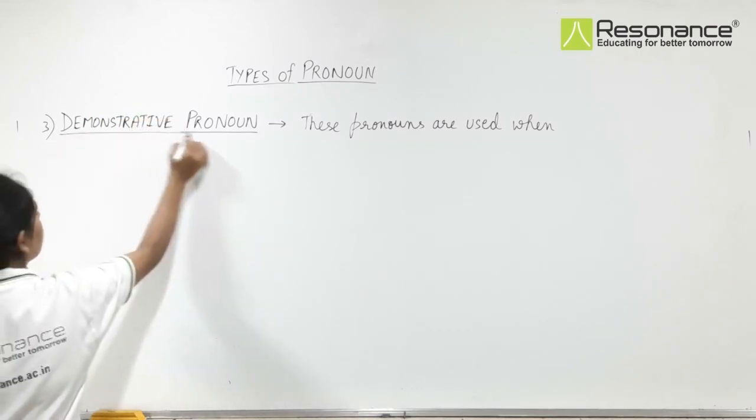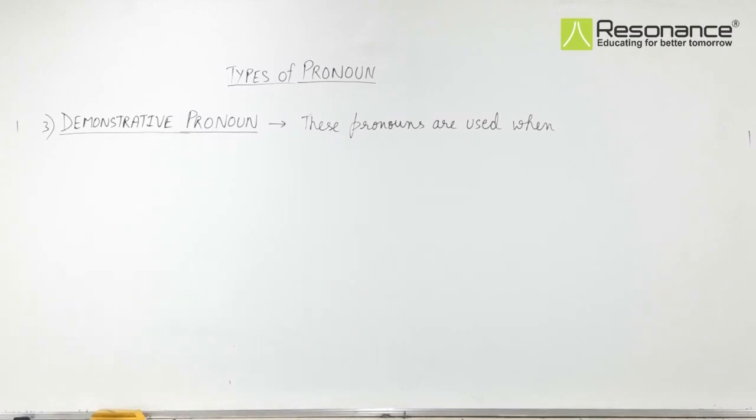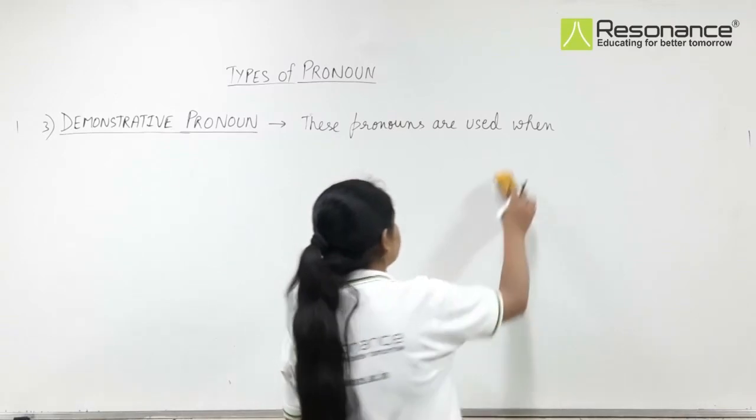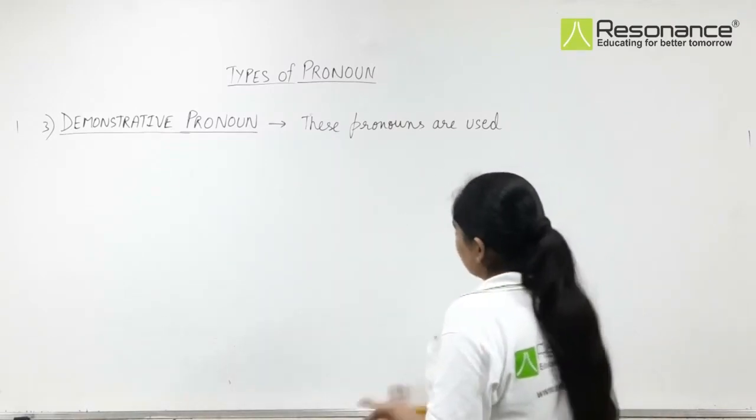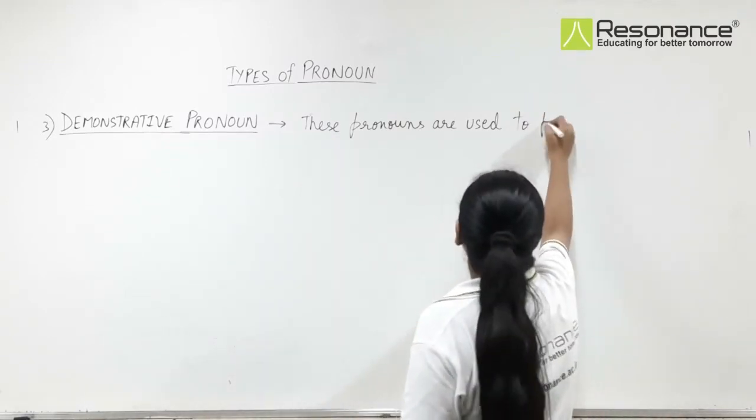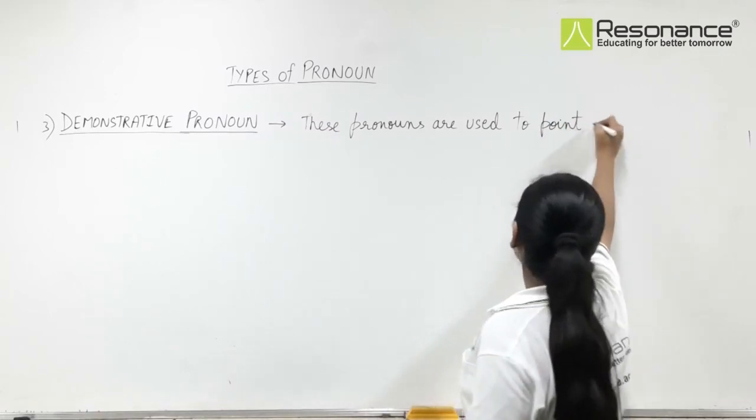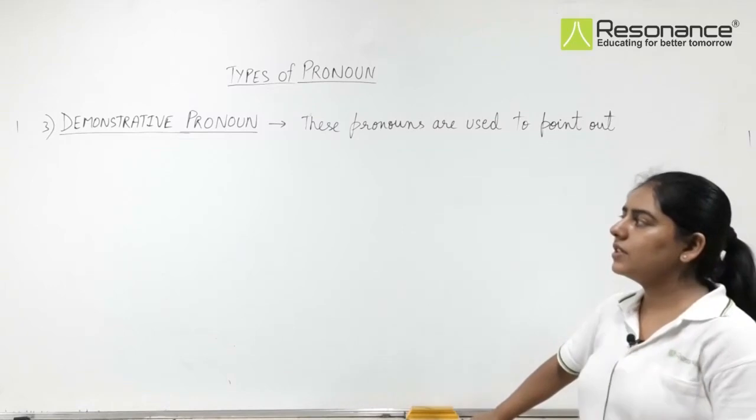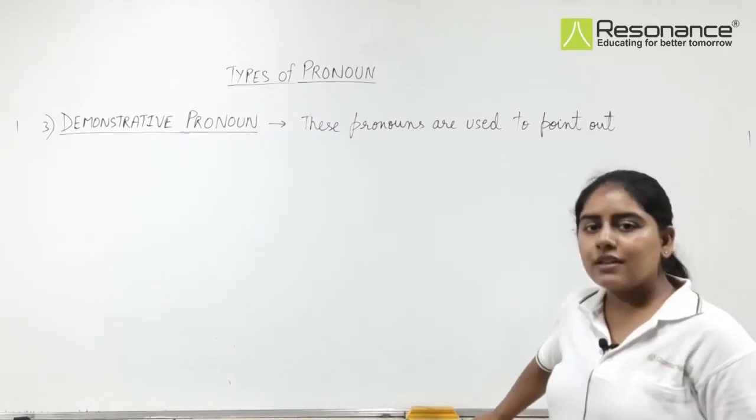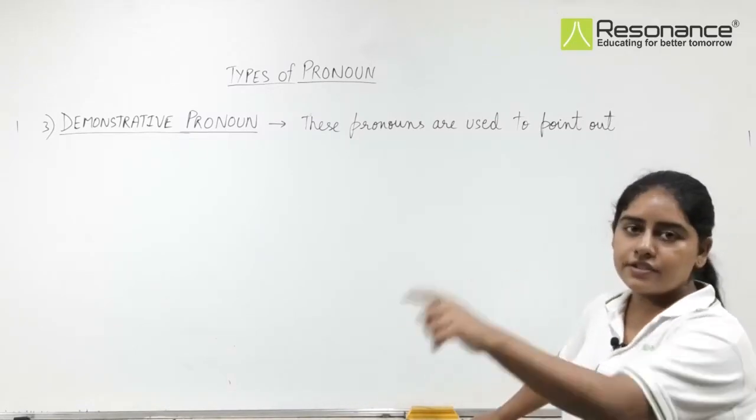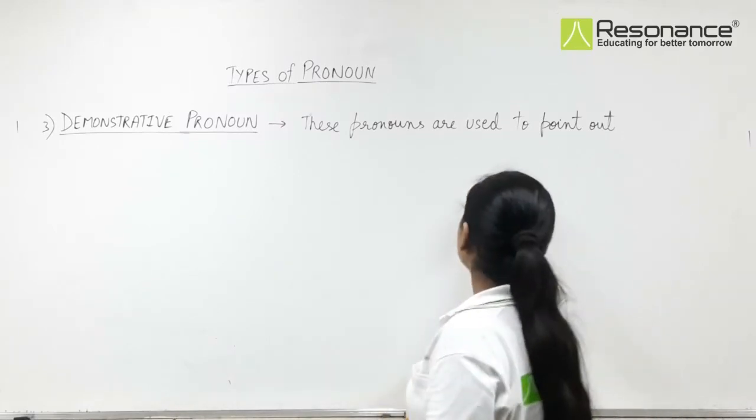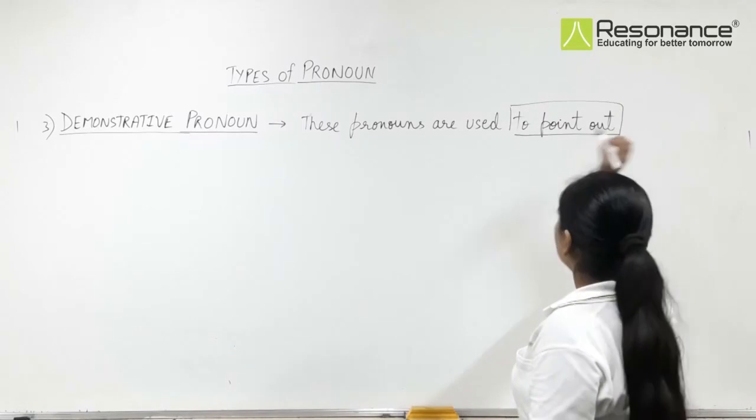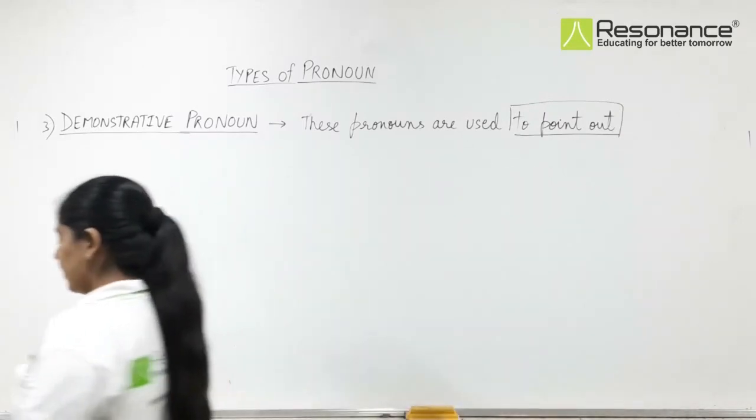Demonstrative pronoun. Now what is this demonstrative pronoun? These are used to point out something. Demonstratives are the words that are used to point out. किसी चीज़ की ओर आपको इशारा करना है, किसी चीज़ की तरफ पॉइंट आउट करना है, तब आप इसे यूज़ करेंगे. So what is the key word over here? These are used to point out. ये सबसे इंपॉर्टेंट पॉइंट है यहाँ का.